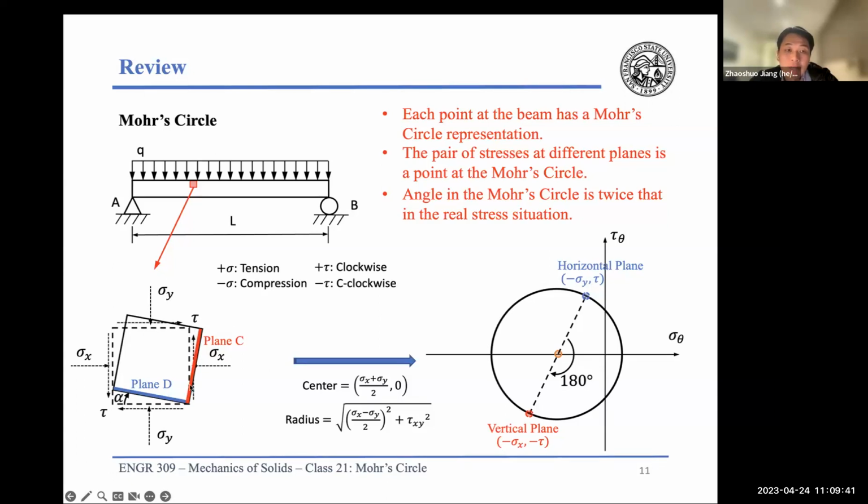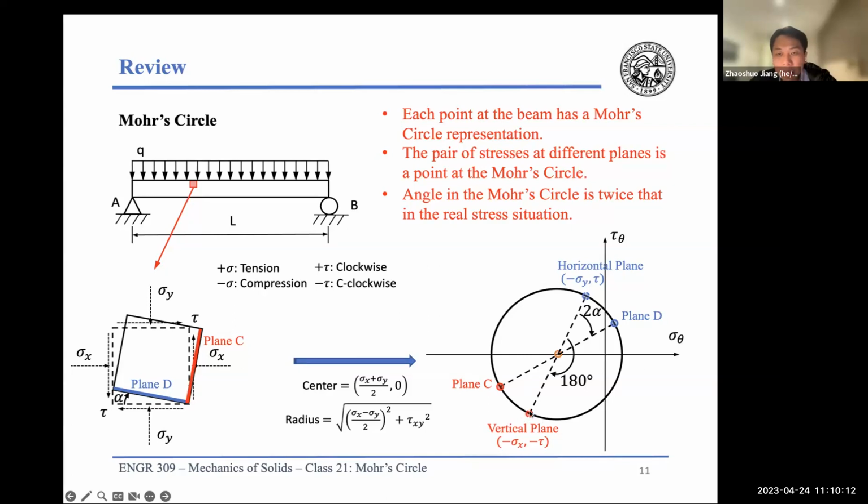And the goal here is to find out the stresses on plane C and plane D. What we can do is, on the Mohr circle, starting from the horizontal plane, we rotate to alpha. After we rotate to alpha, we reach this plane D. Because it's starting from the horizontal plane and rotating alpha, that is your plane D in the physical plane. Similarly, on the vertical plane, if you rotate clockwise alpha, that is our plane C.